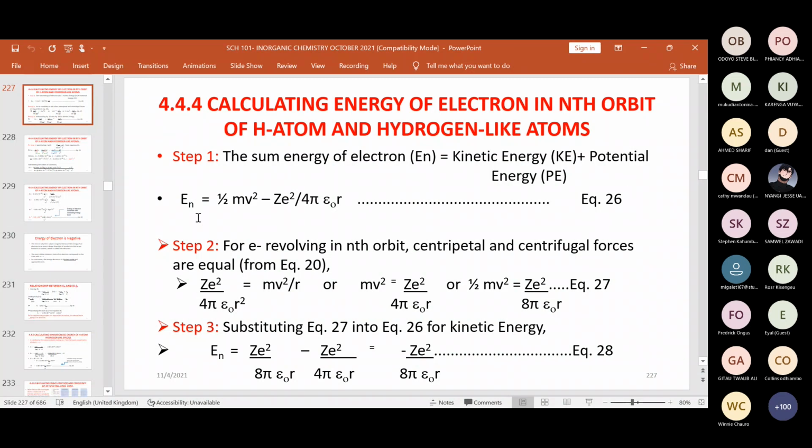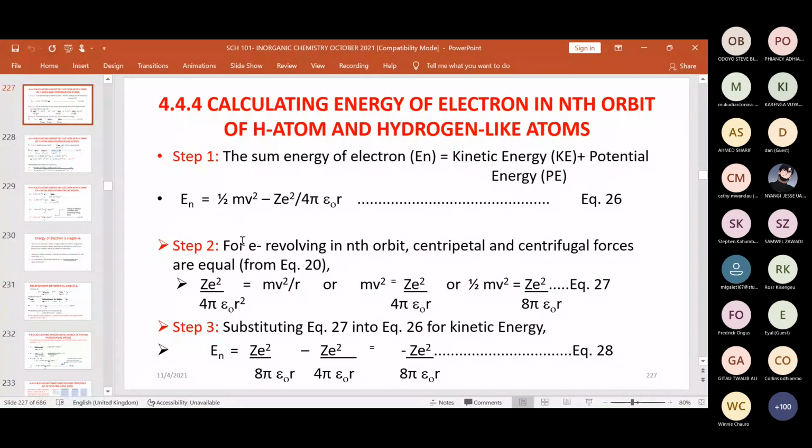energy, and we therefore put up equation 26: energy is equal to kinetic energy, which is a half mv squared, plus potential energy, which is Z e squared over 4 pi permittivity R. If we look at this equation, remember that our interest is to determine the energy of an electron in a given shell. But this equation so far does not have the value of the shell, so we have to introduce the value of n into this equation.